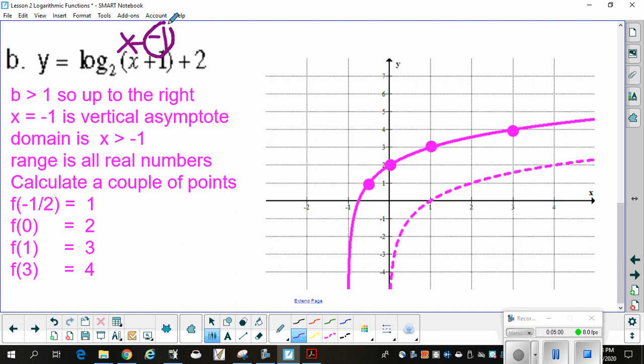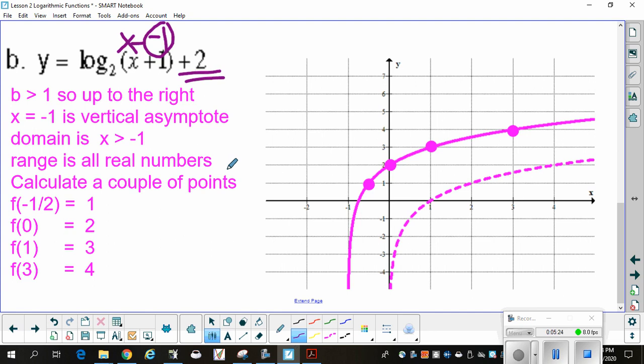So the value of h is -1, meaning that it went to the left 1. Domain, x is greater than -1. It's going to be all these things here. The range is all real numbers, but it also moved up 2. So I took this and I went 1, 2, 1, 2. I just took every point from the parent function and moved it up 2.